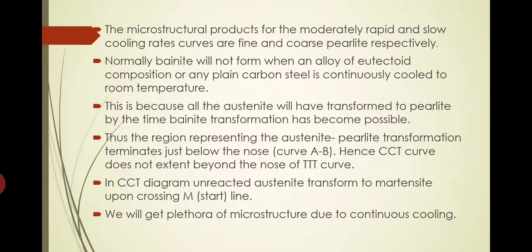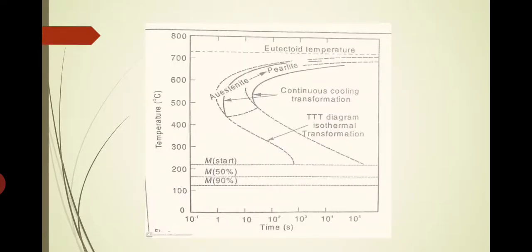Normally bainite will not form when an alloy of eutectoid composition or any plain carbon steel is continuously cooled to room temperature. So in a continuous cooling process of any carbon steel or a eutectoid composition, we won't get bainite as the final product. This is because all the austenite will have transformed to pearlite by the time the bainite transformation has become possible. This sentence I will explain with the TTT diagram, that will be better. With this diagram I can explain.